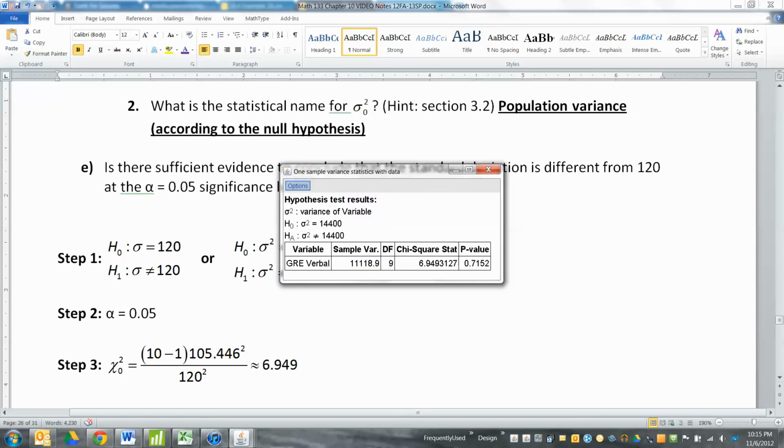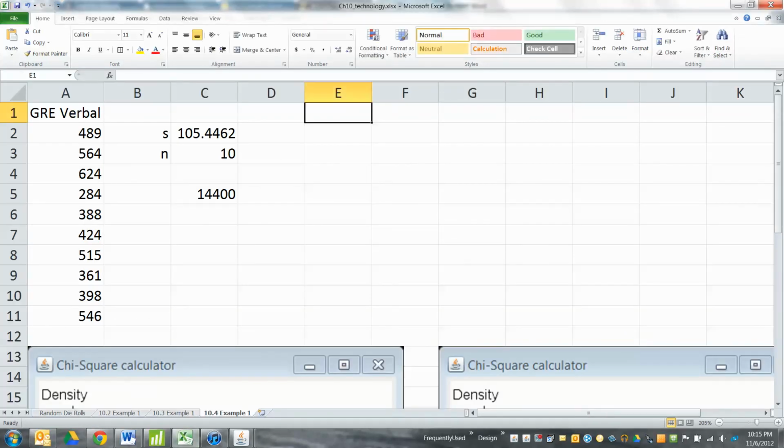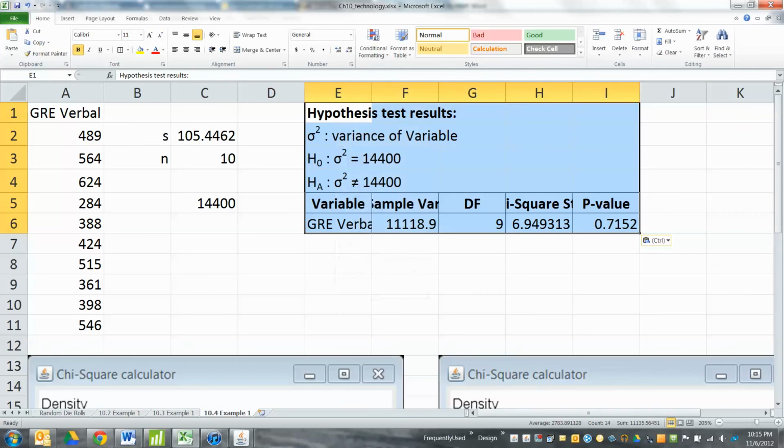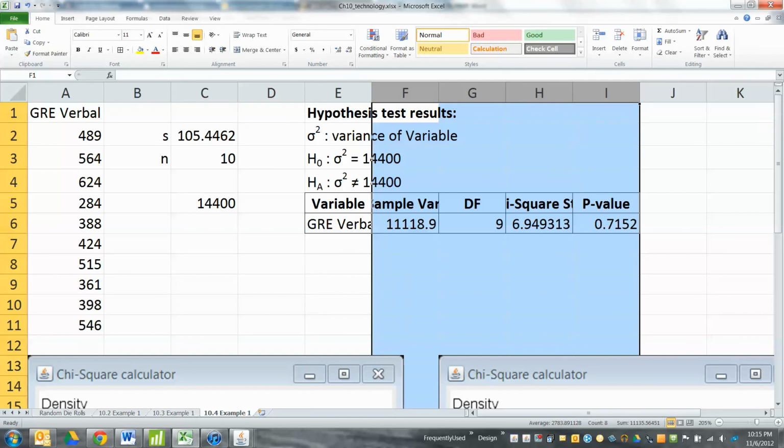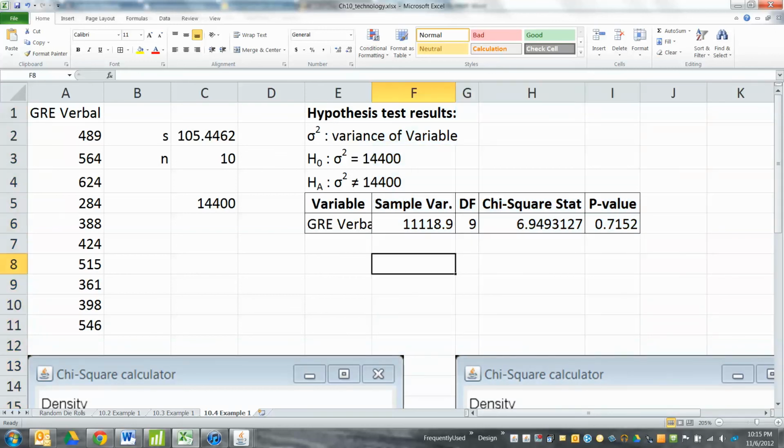Swing. And you can see right there, there's the sample variance. That's what 105.446 is squared. So if you took 105.446 and squared it, you'd get that. Your degrees of freedom is 9, just like we said. And there's your p-value, and there's your chi-square statistic. See that? 6.949. I'm going to copy and paste right in there. Love it. StatCrunch is just fabulous for this stuff. It's way simpler than doing the classical method by hand.